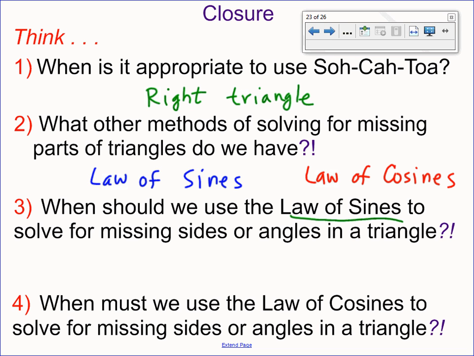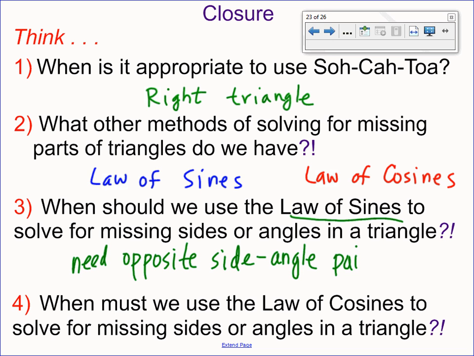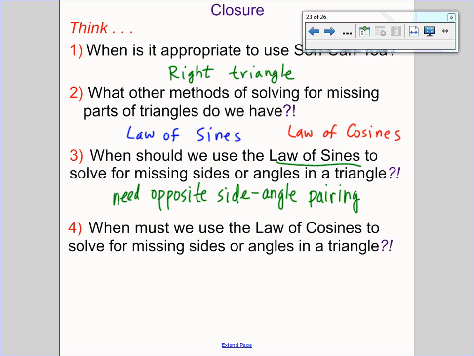Good. We need both A's, both B's, or both C's. So we need an opposite side angle pair, known information, or be able to find it. So we need an opposite side angle pairing, which means that we use law of cosines if we don't have an opposite side angle pair.